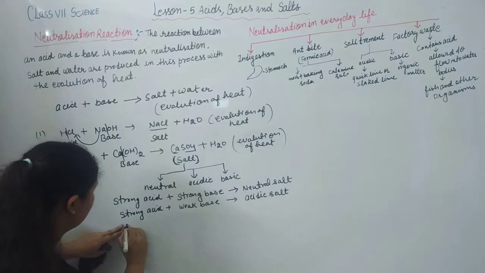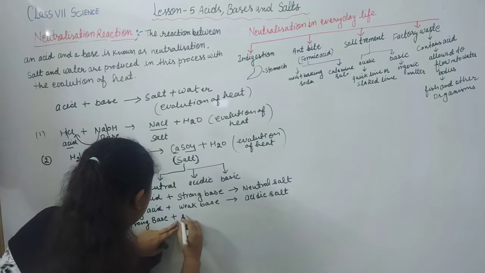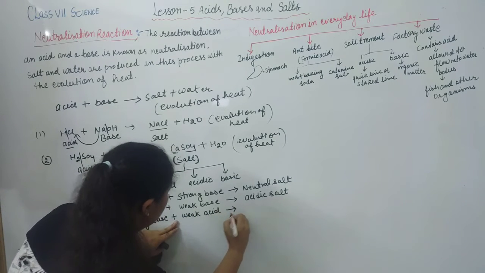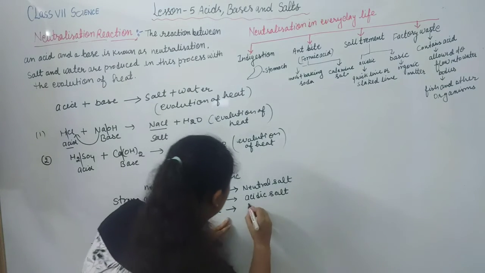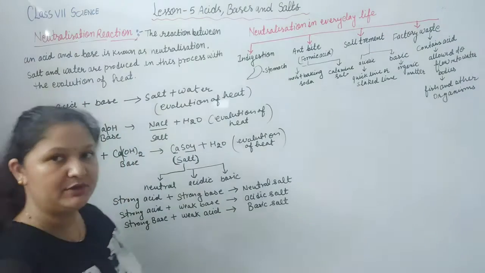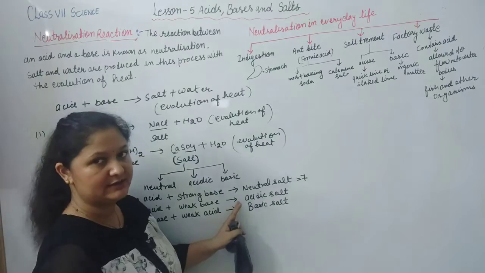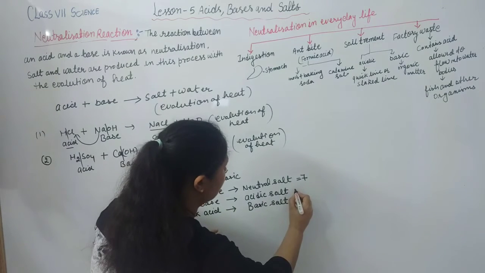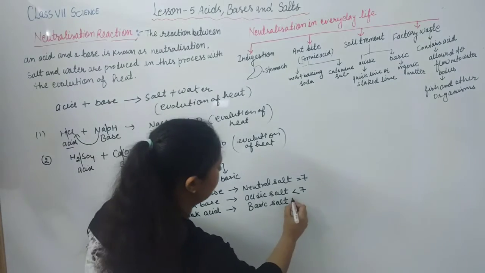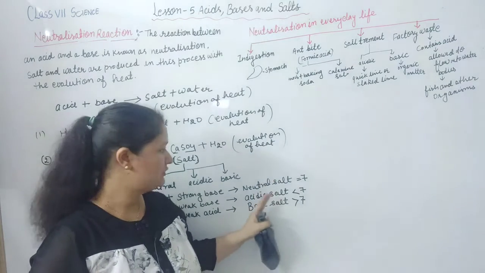And when strong base reacts with weak acid, then we have basic salt. The pH value of neutral salt is equal to 7. The pH value of acidic salt is less than 7 and the pH value of basic salt is greater than 7. About pH value you will study in higher class, right students?